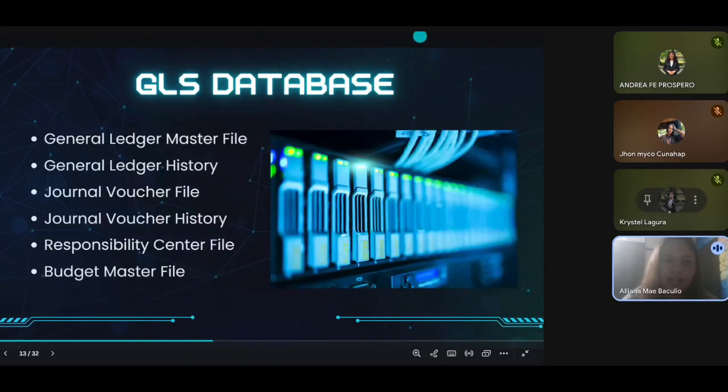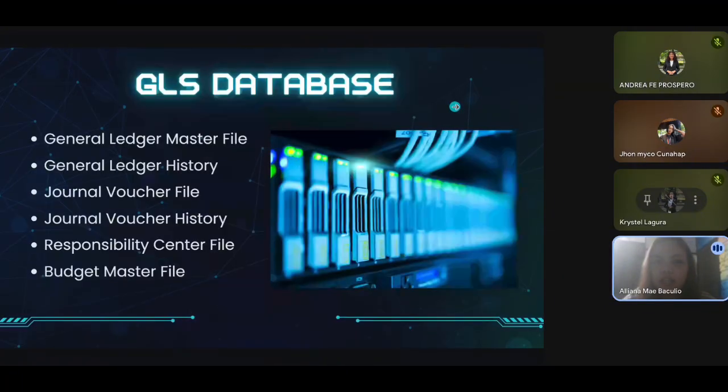Next is the GLS database. The GLS database stores and organizes all financial transactions that eventually appear in the financial statements of a company. There is a variety of files that compose the GLS database. These are six in all, flashed on the screen. So, first is the General Ledger Master File. This is the most important in the GLS database because all transactions from the journal voucher, as you saw in the first slide, are in there.